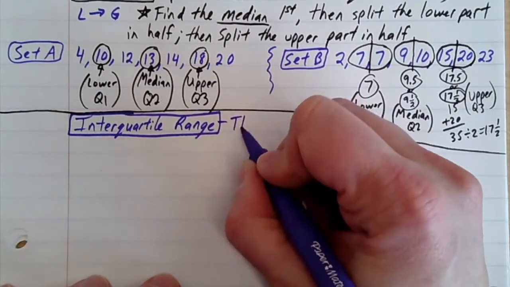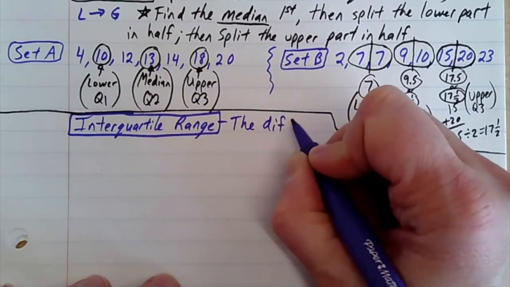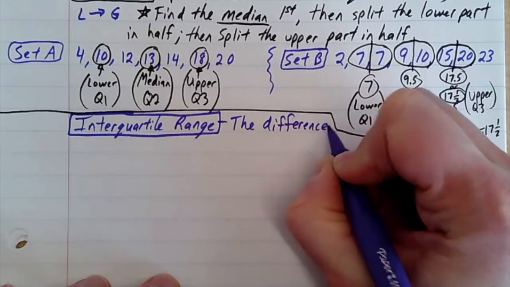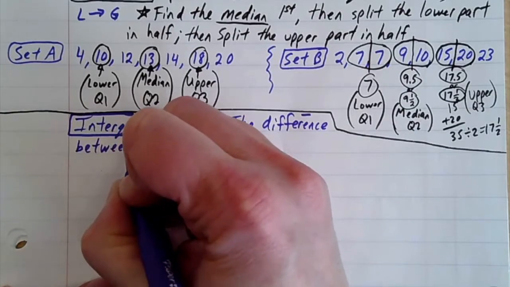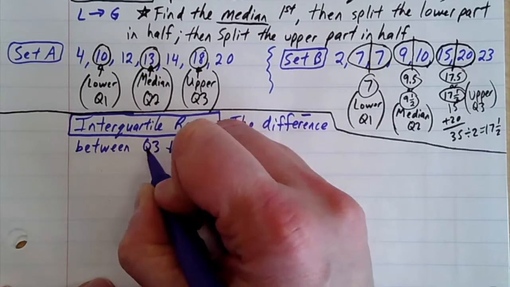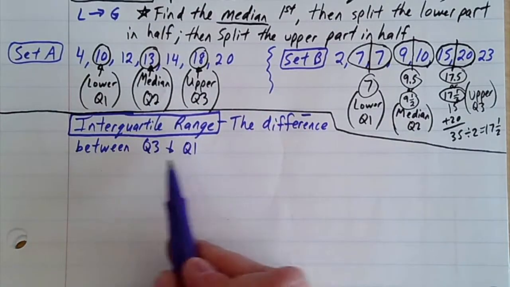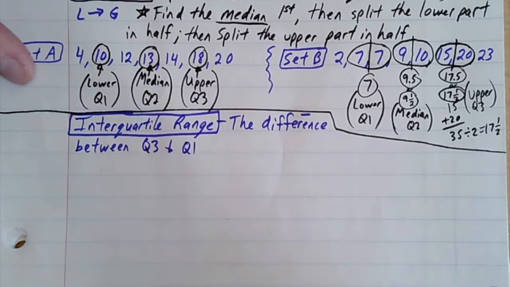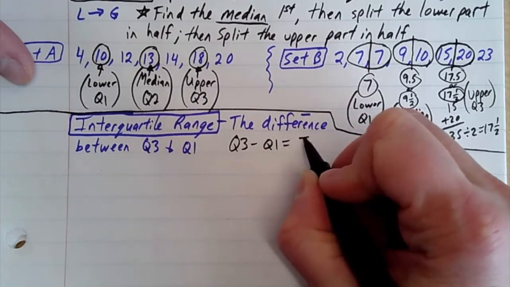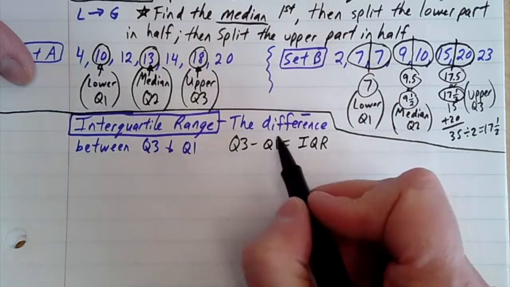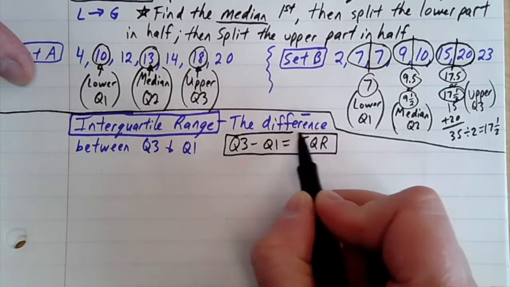The difference also means to subtract. So subtract the difference between Q3 and Q1. Again, you can't find the quartiles if you don't put your numbers in least to greatest order. So we often refer to this as Q3 minus Q1 equals IQR, inner quartile range. That's the abbreviation you'll see for that.